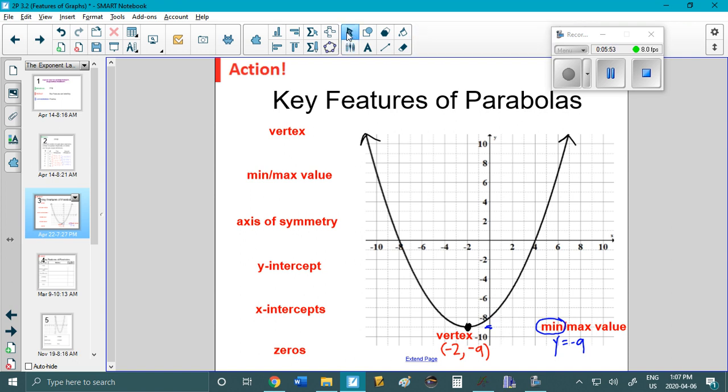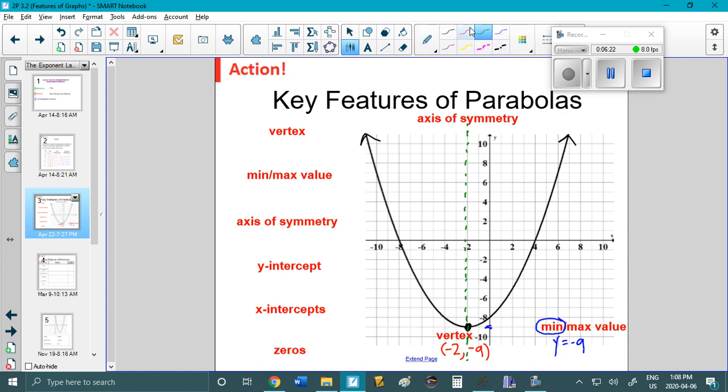Now the axis of symmetry. When you hear the word symmetry, you should think about a mirror, or something that's the same on both sides. An axis is just a line, right? We have the x-axis and the y-axis, and now we have what's called the axis of symmetry. The axis of symmetry basically tells us where I would put a mirror on this thing so that it's the same on both sides. And that mirror would go right through the vertex.